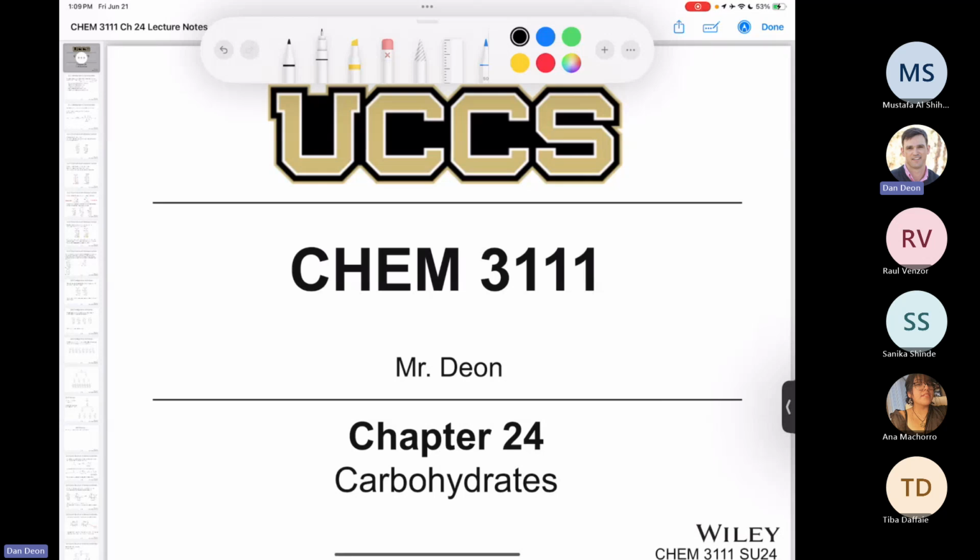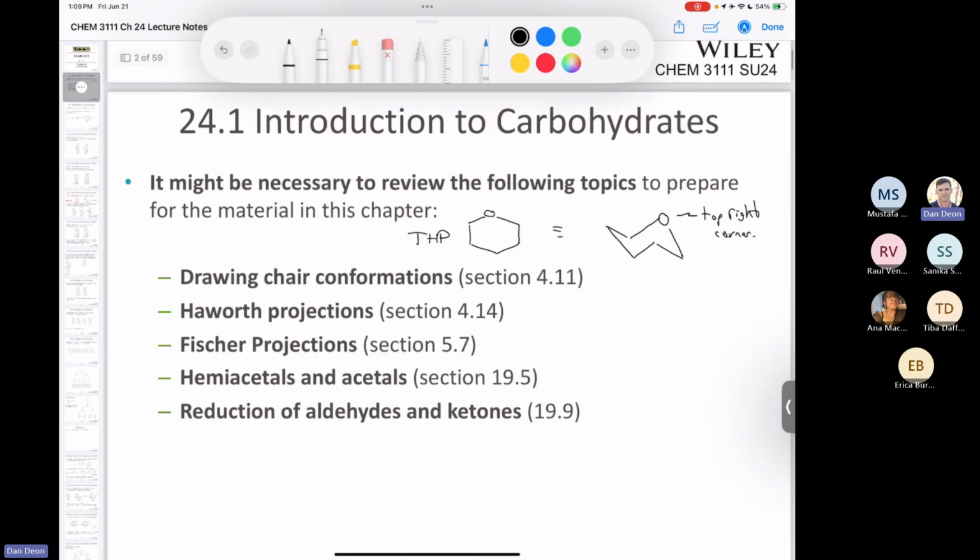Today we're starting chapter 24 in chemistry 3111. So this is the chapter on carbohydrates. And before we get into the main topics covered in the chapter on carbohydrates, we have to revisit, or at least take a quick peek at, some of the topics that we looked at in organic chemistry 1 and also in this class.